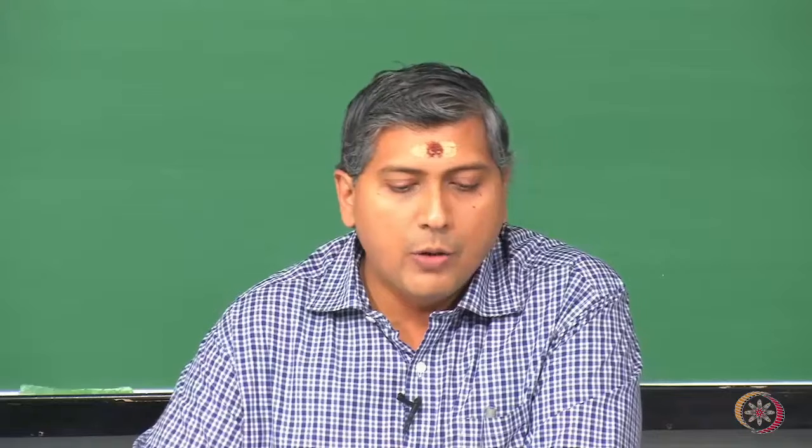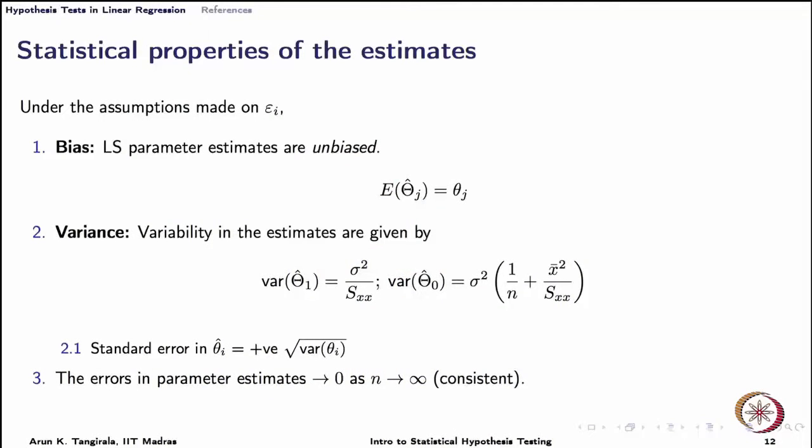Then we look at the variance. Once again, without any proofs, I am giving the expression for the variance of thetas. So, the variance of theta 1 hat is given by sigma square over Sxx, and variance of theta naught hat has a slightly more complicated expression to it, but it is also a function of sigma square, and the expression is exactly sigma square times 1 over n plus x bar square over Sxx.